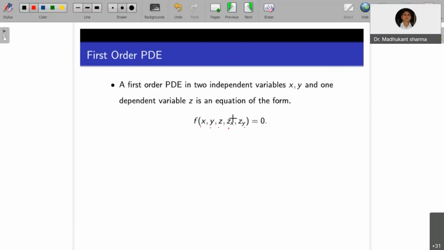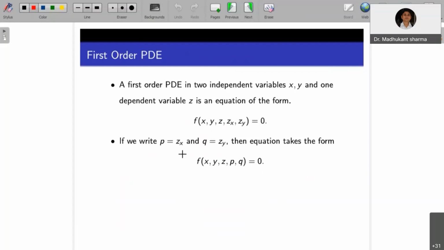Right. Now, as I mentioned already, z_x we denote by p, and z_y I will denote by q. These are the standard notations. I am trying to mention them again and again so that at a later stage you will be comfortable studying any textbook.